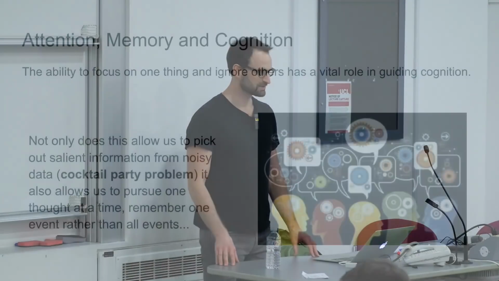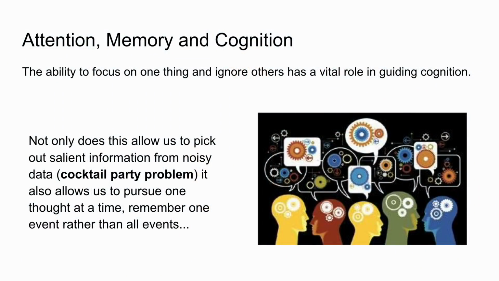So just to get started, I think it should be fairly clear to everyone that attention and memory are important features of human cognition. And so, at the simplest level, what do I mean by attention? I mean the ability to focus on one thing and ignore others. So to be selective about what you're looking at, or thinking about, or listening to, or in some way giving mental bandwidth towards.